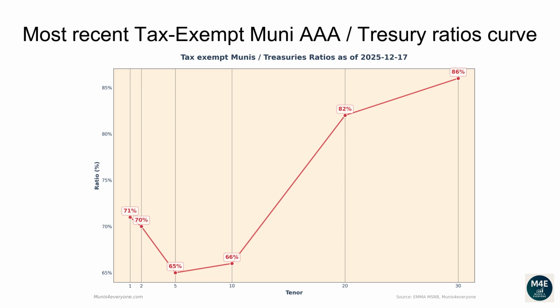The current one-year ratio is 71%. The 2 years ratio is 70%. The 5 years ratio is 65%. The 10 years ratio is 66%. The 20 years ratio is 82%. The 30 years ratio is 86%.